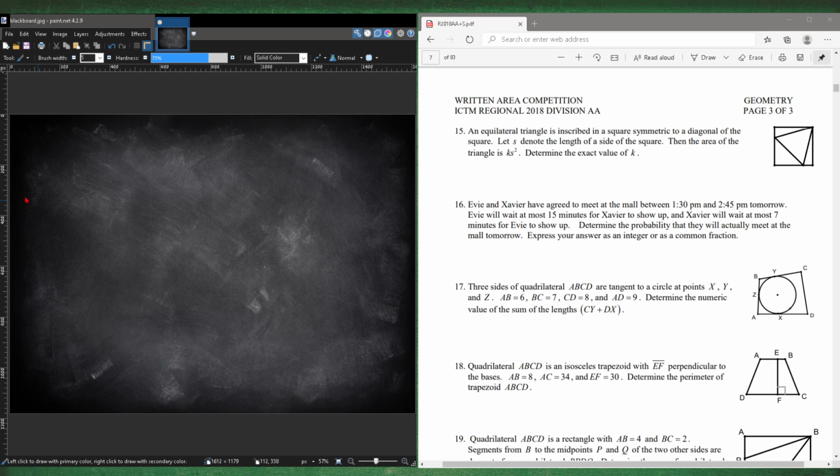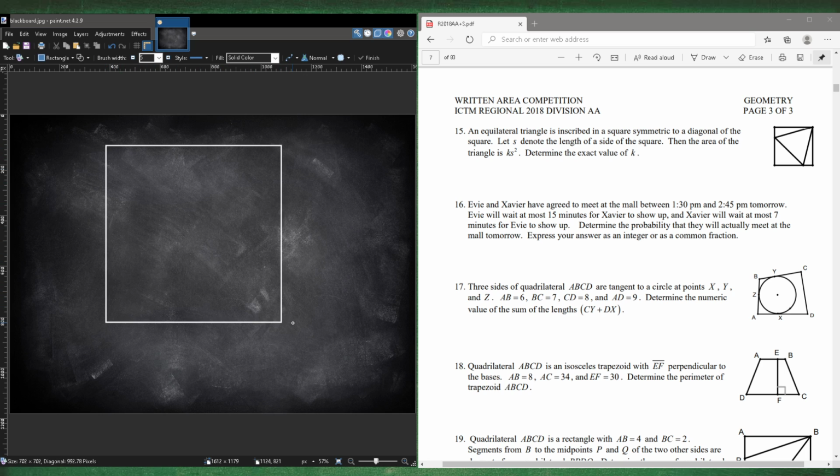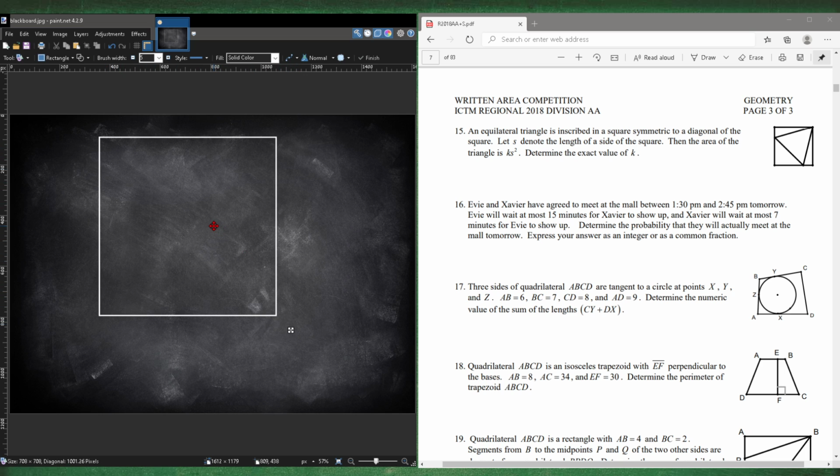So what we could do is make a chart, or basically a graph. So we have an x-axis and a y-axis. And then let's say our x-axis is Evie, so the time that Evie comes, and the y-axis is the time Xavier comes. So we could keep track of what's happening. Actually, let's move Evie a little bit down, so then we could put some points later.